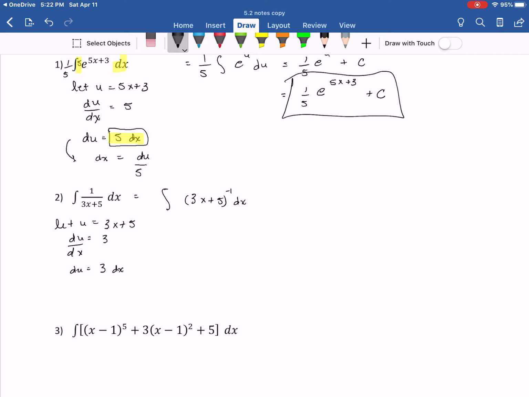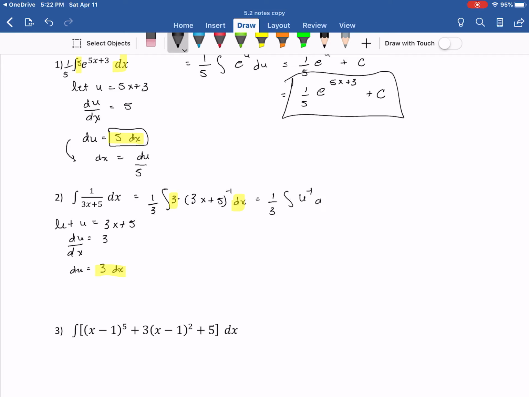Well, I've got the dx, but I don't have the 3. It has to be by itself. It can't be the 3 that's with the x because that was already used. But I have to compensate now with a 1/3. So now the 3, the dx, that is right here. That's going to become your du, okay? That becomes your du. So now I have the problem that says 1/3 times the integral of u to the minus 1 du.